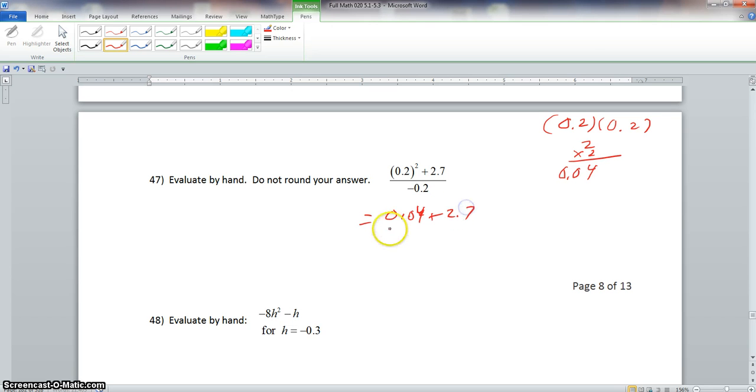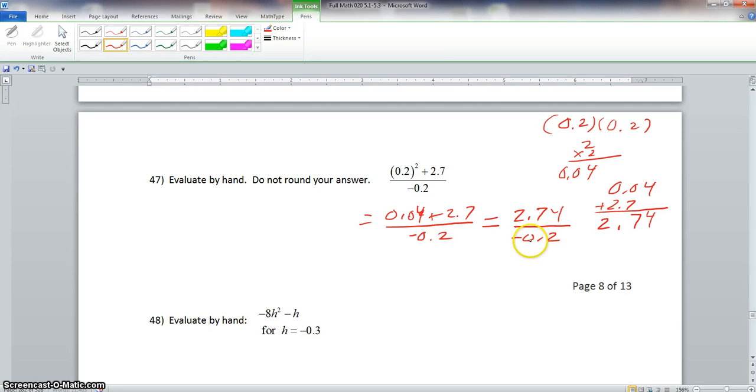plus 2.7 all over a negative 0.2. 0.04 plus 2.7 we know would give us 2.74. Now we could go off to the side and line them up. We could do 0.04 and 2.7. We add them together. We bring down our 4 here. 7 plus 0 is 7. Bring down our decimal. 0 plus 2 is 2. That's how we get 2.74, and it's all over a negative 0.2.